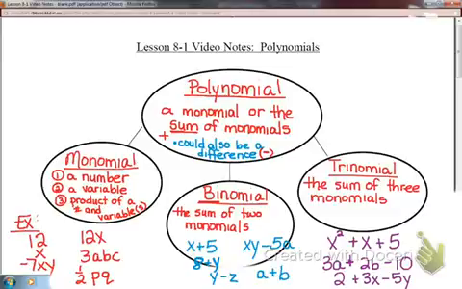After trinomial, we could make longer polynomials. We just don't have special names for them. So if you ever have one that has 4 or more terms in it, we just call it a polynomial. We don't have a special name for it.